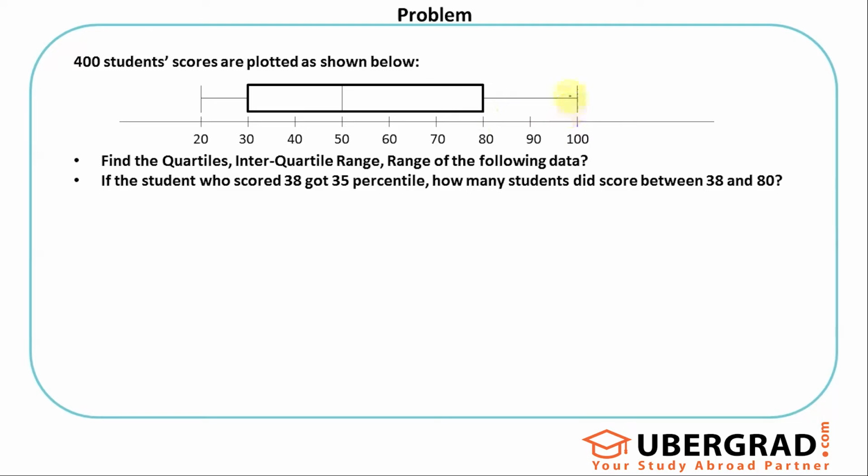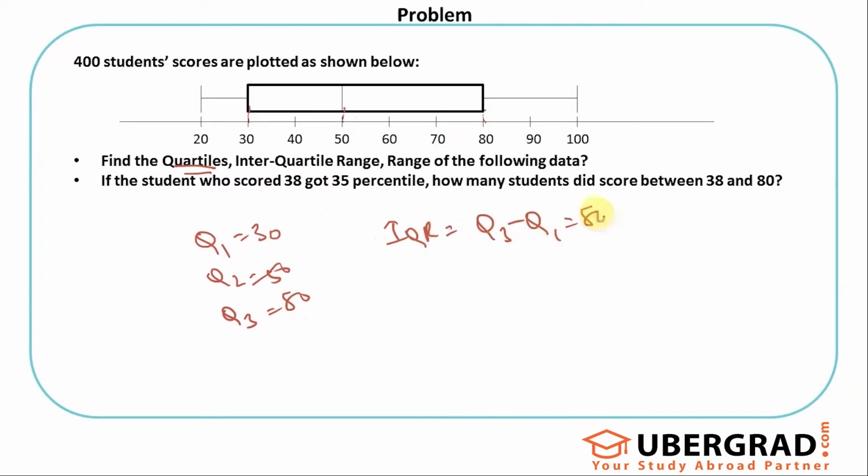Hope you have tried and you got the answers. So this is a quartile question. I'm asking you to find the quartiles: Q1, Q2 and Q3. What is Q1? This, 30. What is Q2? This is 50. And what about Q3? This is 80, right? These are the quartiles. What is the interquartile range? Call it IQR. It's Q3 minus Q1, that is 80 minus 30, which is 50.